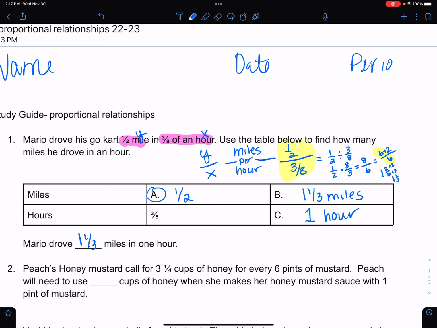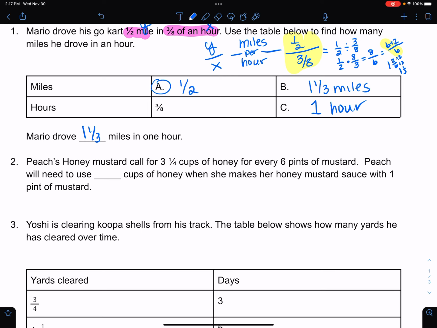All right, this one says Peach's honey mustard calls for 3 1/4 of a cup of honey for every 6 pints of mustard. So honey per mustard. Yep, that's what it says. Peach will need to use blank cups of honey when she makes her honey mustard sauce with 1 pint of mustard. So this will be honey per mustard.